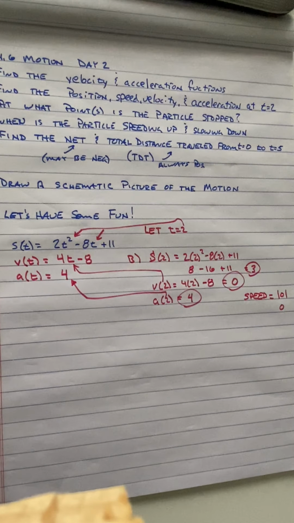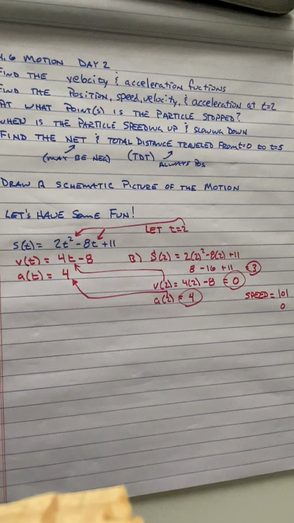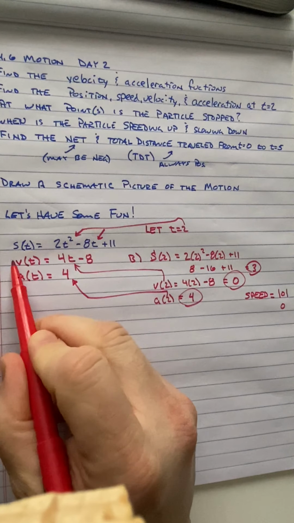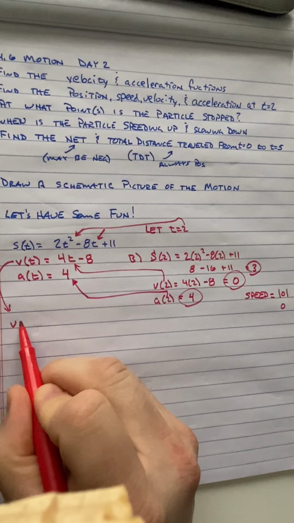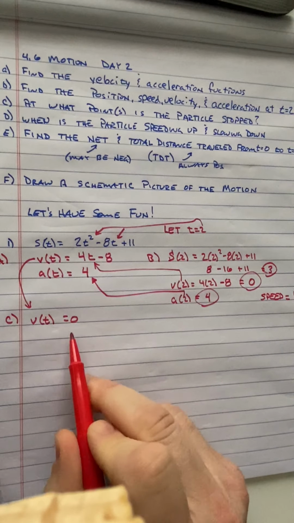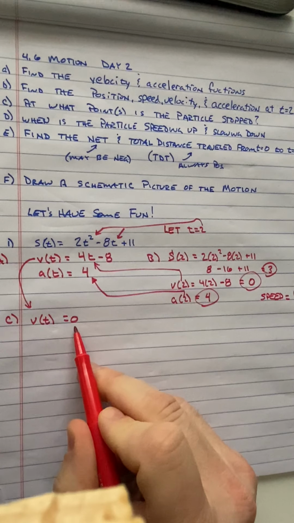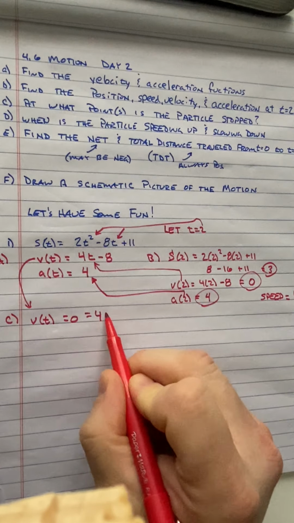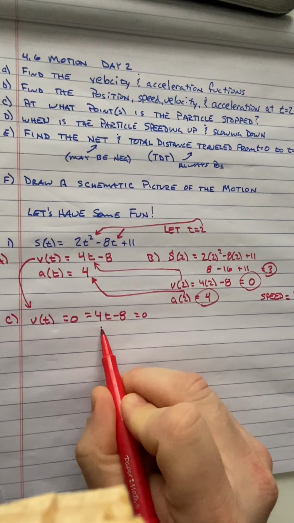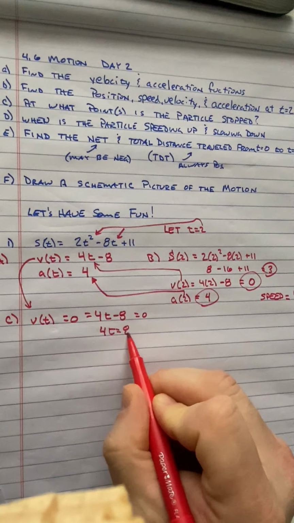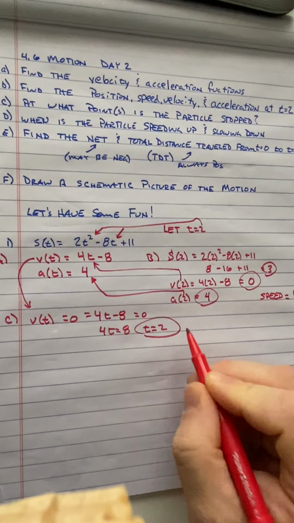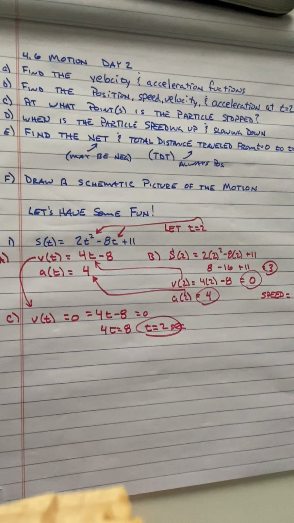At what point or points is the particle stopped? Part C. Part C is where we set the velocity machine equal to 0 and solve. We want to know where the particle is stopped, and that's where it has no movement. So set the velocity machine equal to 0 and solve. Just like you suspected from part B, at t equals 2, the particle is stopped.